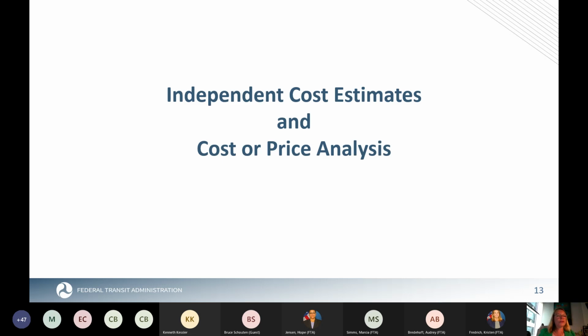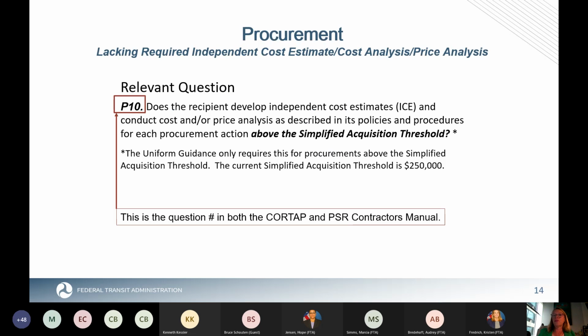Independent cost estimates and cost or price analysis. For those of you not familiar with the Procurement System Review Manual or the CORTAP Manual, what we're doing is taking you through a couple of sections of those guides. So it will help orient you when you use those manuals in the future. So the relevant question in the Procurement System Review and in the Triennial and State Management Review is P10 or Procurement 10. The question simply is, does the recipient develop independent cost estimates and conduct cost or price analysis as described in its procedures and for every procurement action above the simplified acquisition threshold?